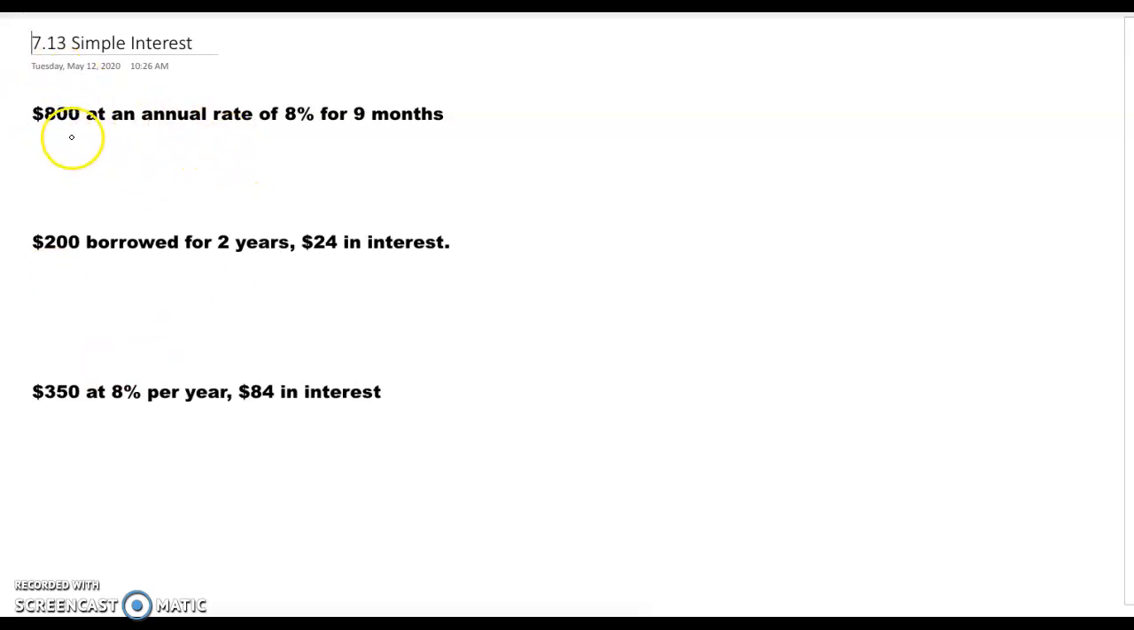All right. So the first thing we're going to do is 800 at an annual rate of 8% for 9 months. Okay. So remember, the first thing we always have to do is get rid of the percentage and put it into a decimal. Okay. For this problem right here, you're going to simply go 800 multiply by 0.08. Okay. And then we're going to get our answer, right? Which will give us an answer of 64.